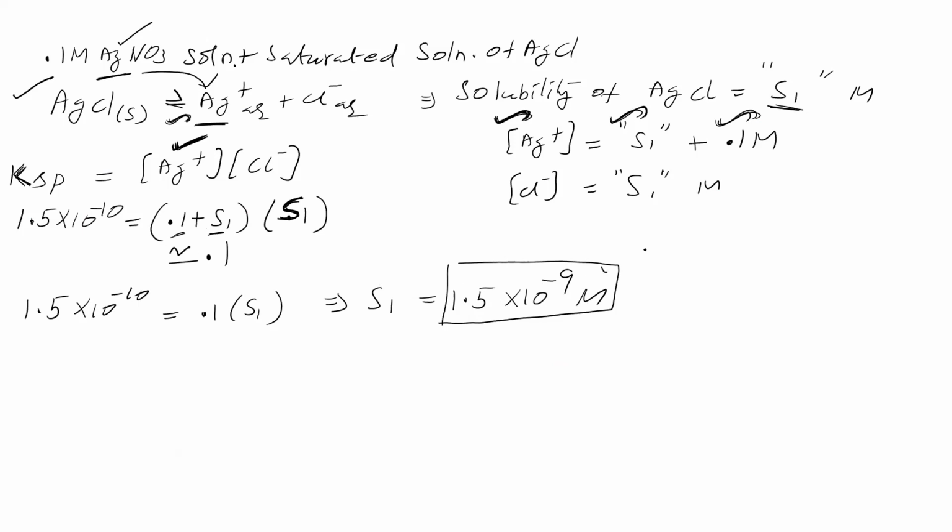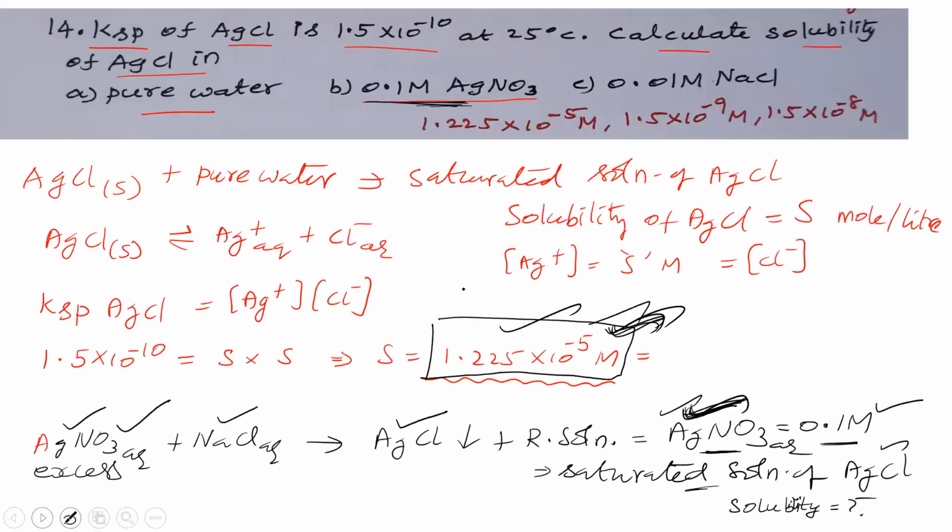Now the solubility is 10 power minus 9. In the previous case, the solubility of AgCl in pure water is 10 power minus 5. But the solubility of AgCl in silver nitrate is how much? 10 power minus 9. See how much the solubility reduced. That means the solubility of AgCl in silver nitrate solution is very less when compared to pure water because of the common ion effect. What is the common ion? Ag plus.